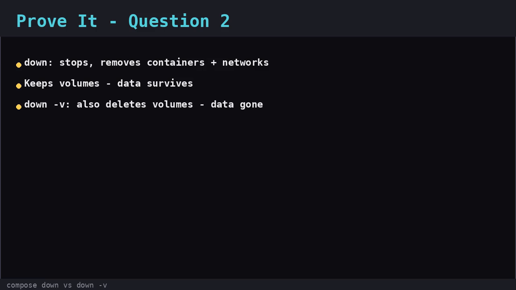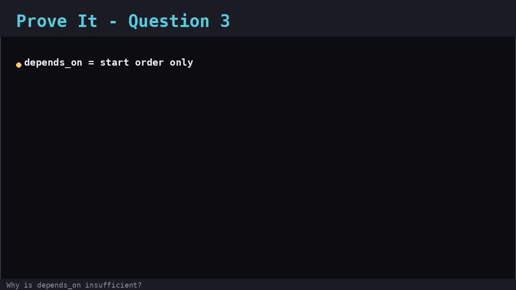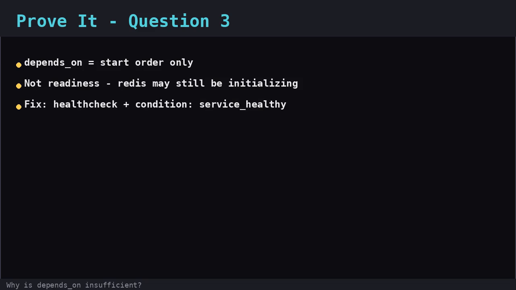Question 3. Why is depends_on insufficient on its own, and what fixes it? Because depends_on only guarantees the order containers start, not that they are ready. Redis could be starting up while web already tries to connect. The fix is a health check that probes readiness, and a condition of service_healthy in depends_on. Now Compose waits for the real readiness signal.